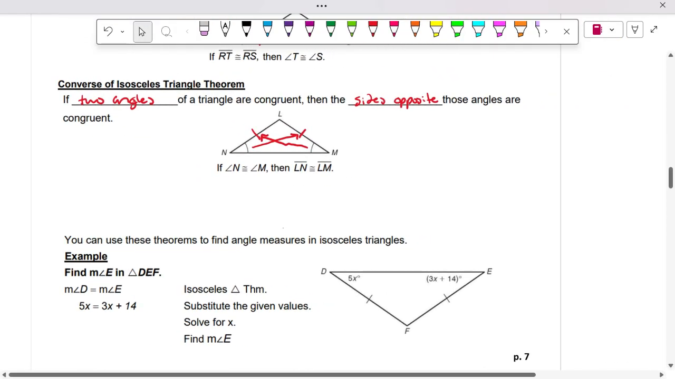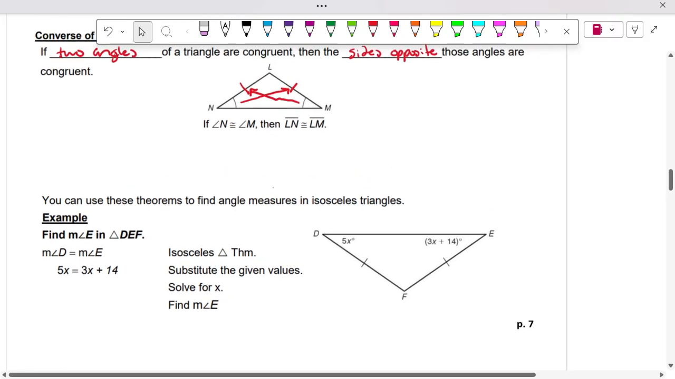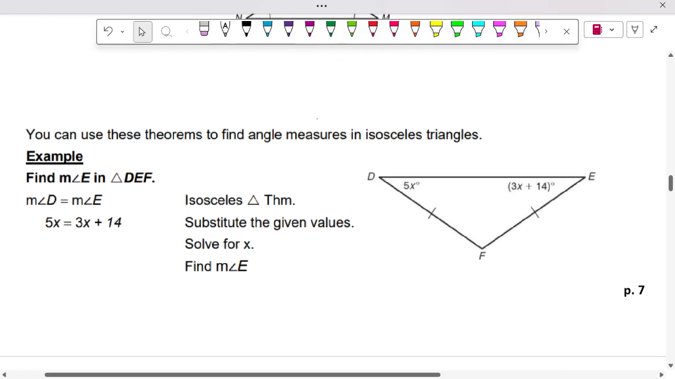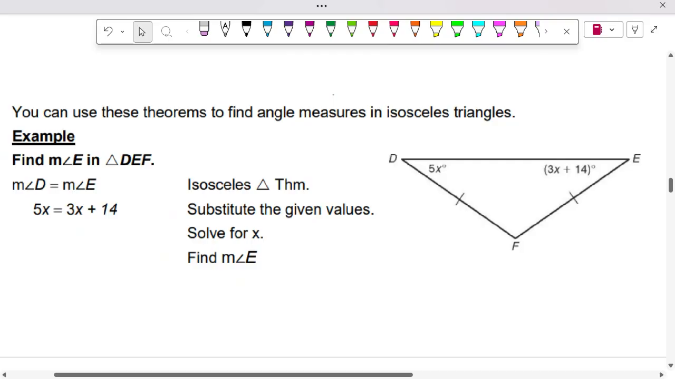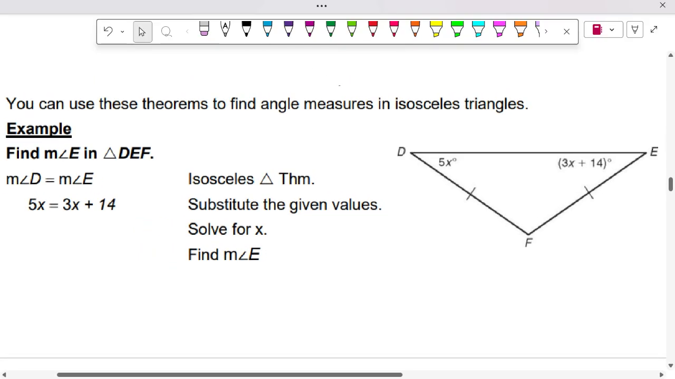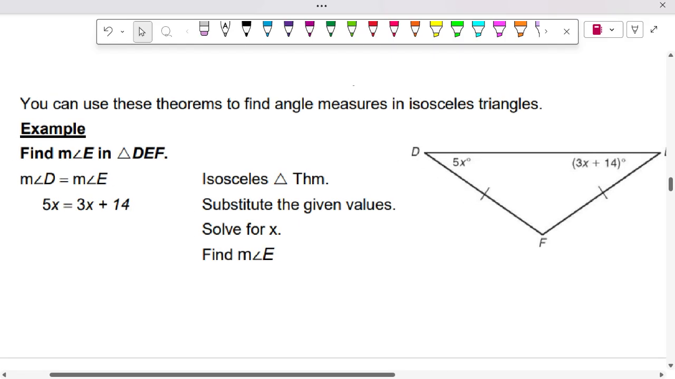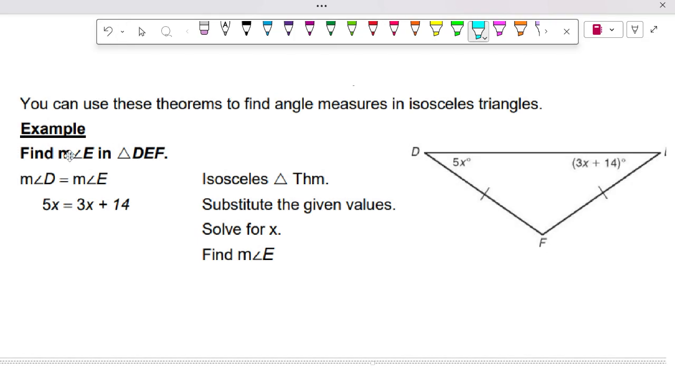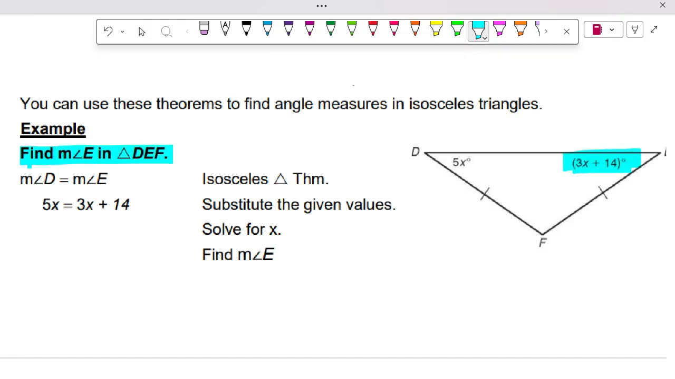Now, why is that important? This is when we use it to solve for things. Occasionally you will be thrown an isosceles triangle where you have to solve for x or solve for an angle. Now, they kind of already set this one up for us. They want us to find angle E in triangle DEF. Angle E is right here.